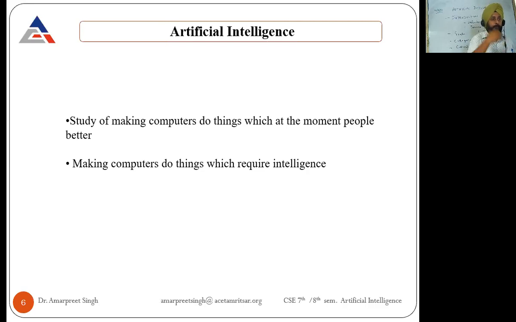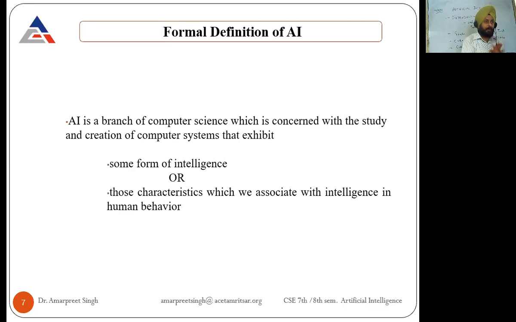Okay. Now look at the different definitions of artificial intelligence. Formal definition of AI: it is a branch of computer science which is concerned with the study and creation of a computer system that exhibits some form of intelligence, or those characteristics which we associate with intelligence in human behavior.